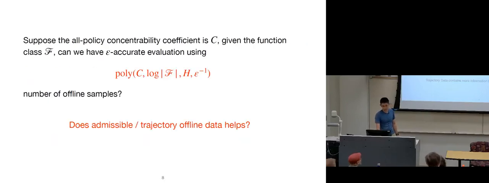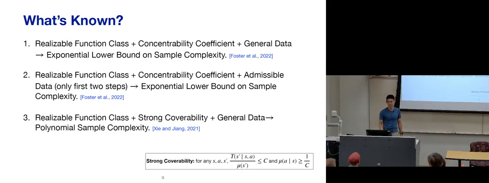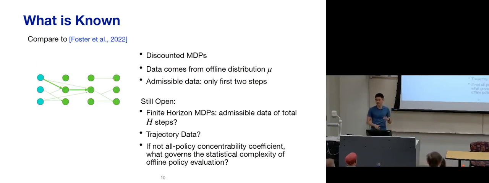So that's also the reason why there are some limitations for their results. That's the motivation of our research: trying to put this for finite horizon MDPs, with admissible data applying to the entire trajectory, these H steps. So this is our first result. And the second result is whether this trajectory data helps.